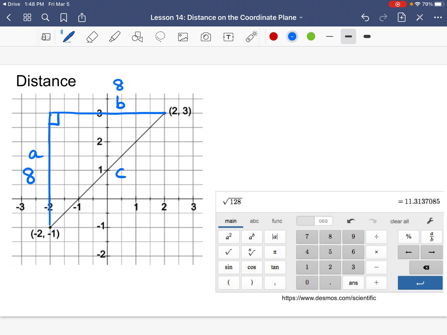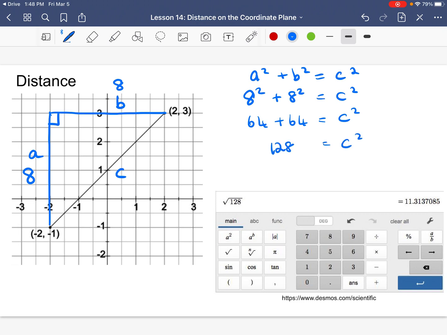So now I'm going to use the Pythagorean theorem, A squared plus B squared equals C squared. I don't have C, I have A and B, so I have 8 squared plus 8 squared equal to C squared. 64 plus 64 is 128, equal to c squared. So I need to get the square root of both of these, and I get c equals, and I used the Desmos scientific calculator. I'm going to round to the nearest hundredth, 11.31 units.